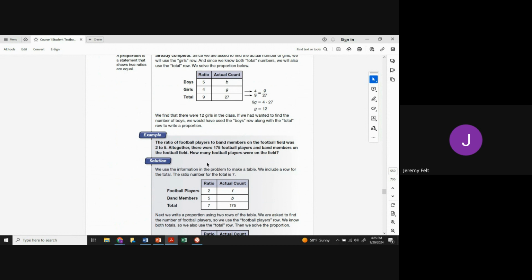All right, our example here: the ratio of football players to band members on the football field was 2 to 5. Again, the order we read is important because it's 2 to 5, not 5 to 2. Altogether, there were 175 football players and band members on the football field. How many football players were on the field?